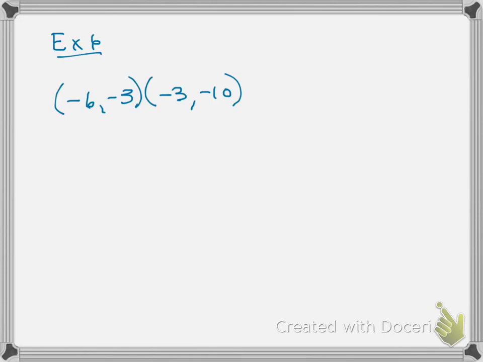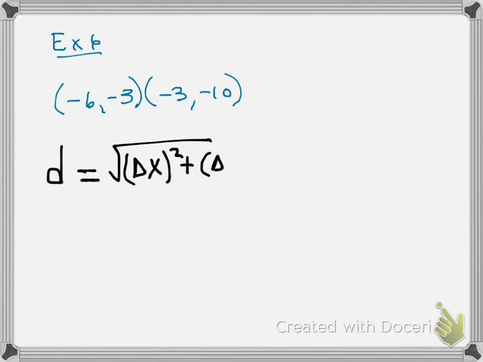All right, example 6, on this particular problem, you're supposed to find the distance between these 2 points. So these 2 points are somewhere on a graph, and you're supposed to tell me how far apart they are. And so you have 2 ways to do this. You can either use the distance formula. The distance formula is distance equals the square root of the change in x squared plus the change in y squared.